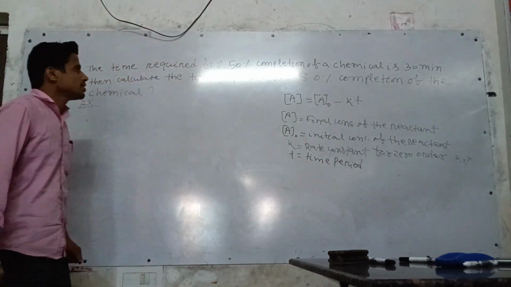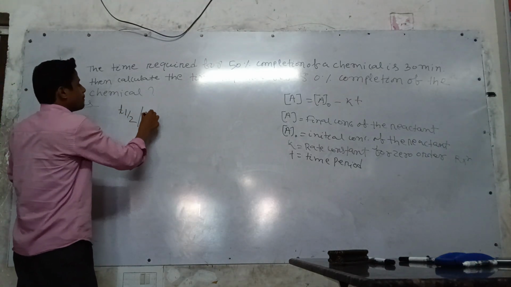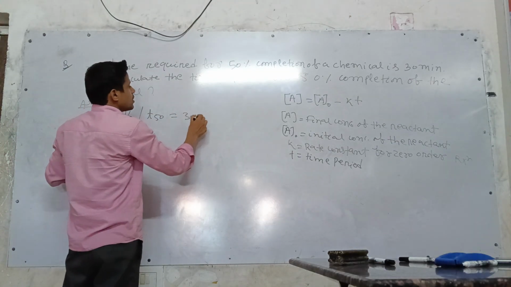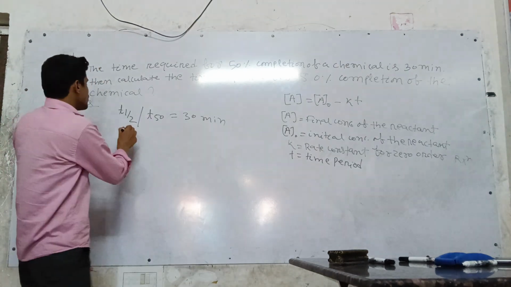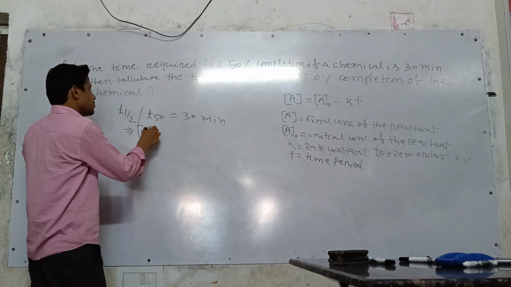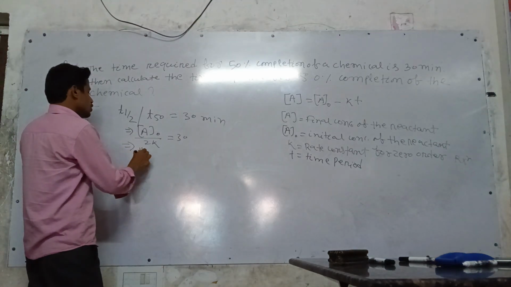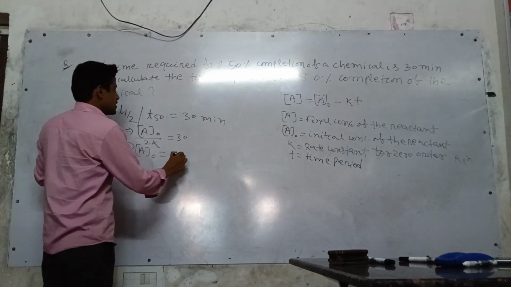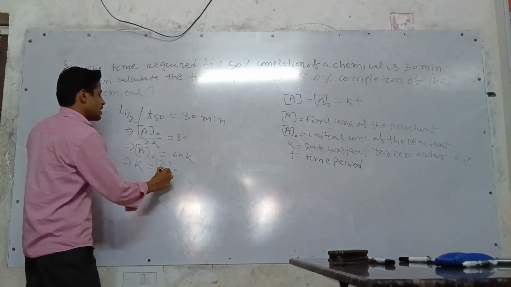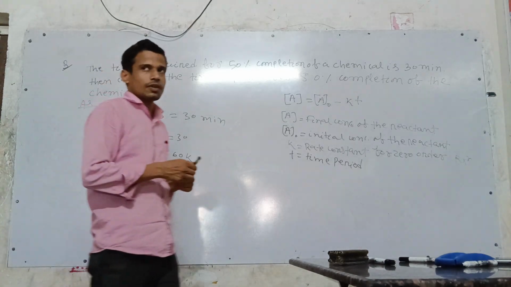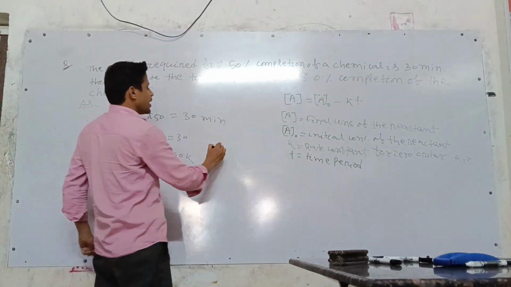So, in the given question, t half, that is t 50%, is given here as 30 minutes. The formula for t half for a zero order reaction is A0 by 2K, which equals 30 minutes. So A0 equals 60K, which implies K equals A0 by 60. So for a zero order reaction, A equals A0 minus Kt.